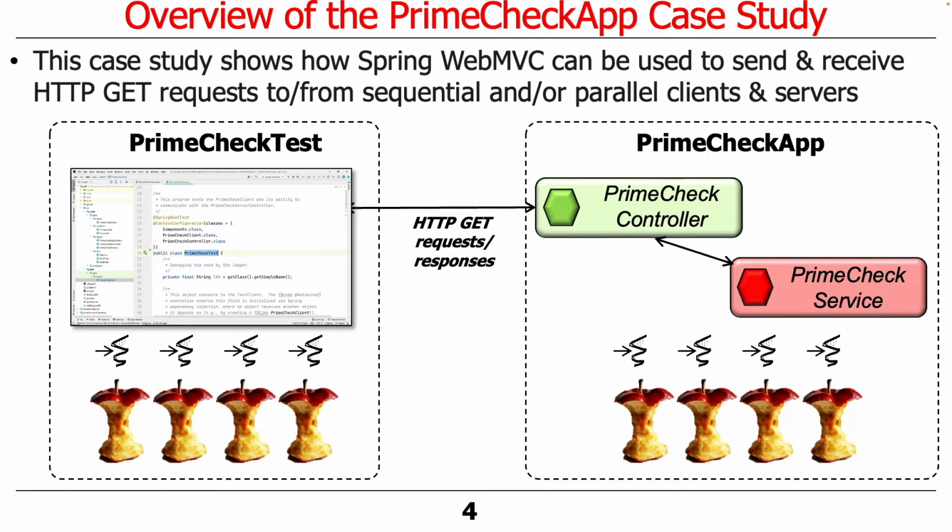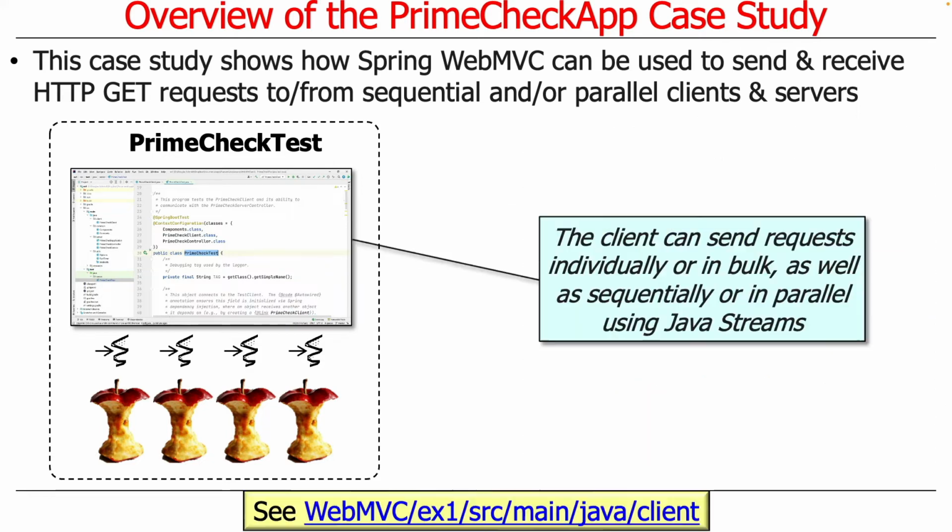We're going to be using Spring WebMVC to send and receive HTTP GET requests to and from clients and servers that can either be sequential or parallel. These are all going to be little knobs that we can tune and tweak in order to see the difference that arises when we do things in parallel or sequentially. So that's the big picture view. We've got this client app and a test program that drives it, and it'll send a bunch of requests to a PrimeCheckApp, which has a controller and a service, and they check to see whether the numbers are prime and then send the results back.